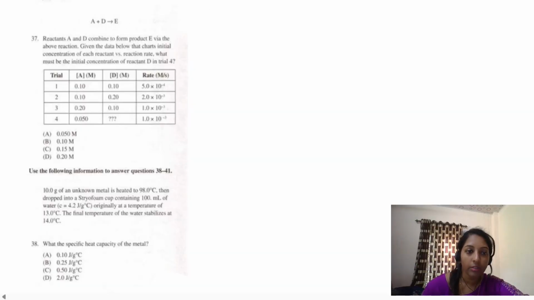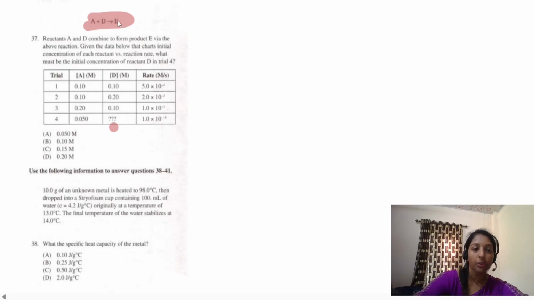Then the next one. Reactants A and D combine to form product E via the above reaction. They were given some reaction and the rate data. Then, yeah, the question mark. What will be the answer for the question mark? Like, the initial concentration of D is what, if these are the experimental results? This kind of question, if you want to solve, first you need to know the rate law. Did they give the rate law?